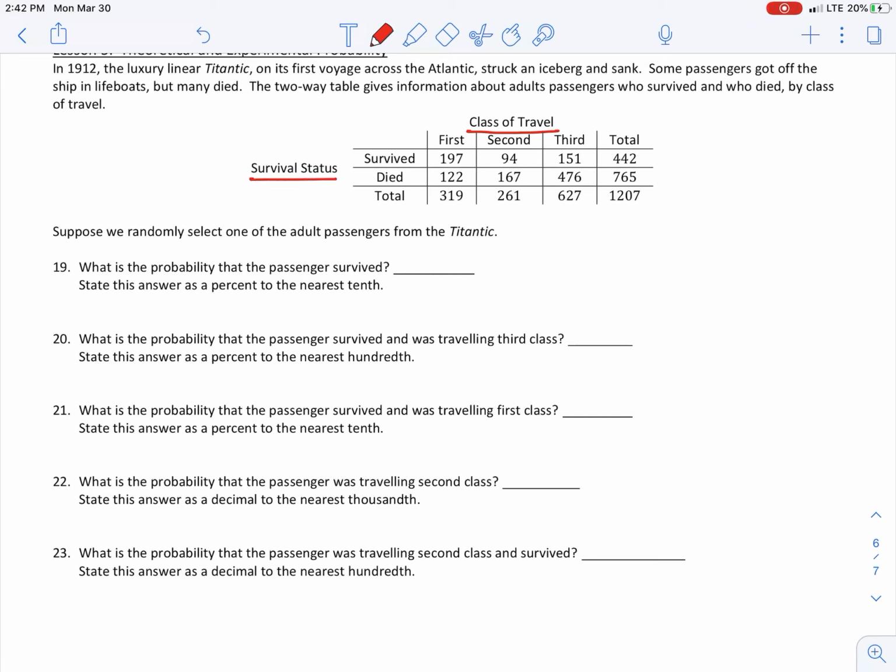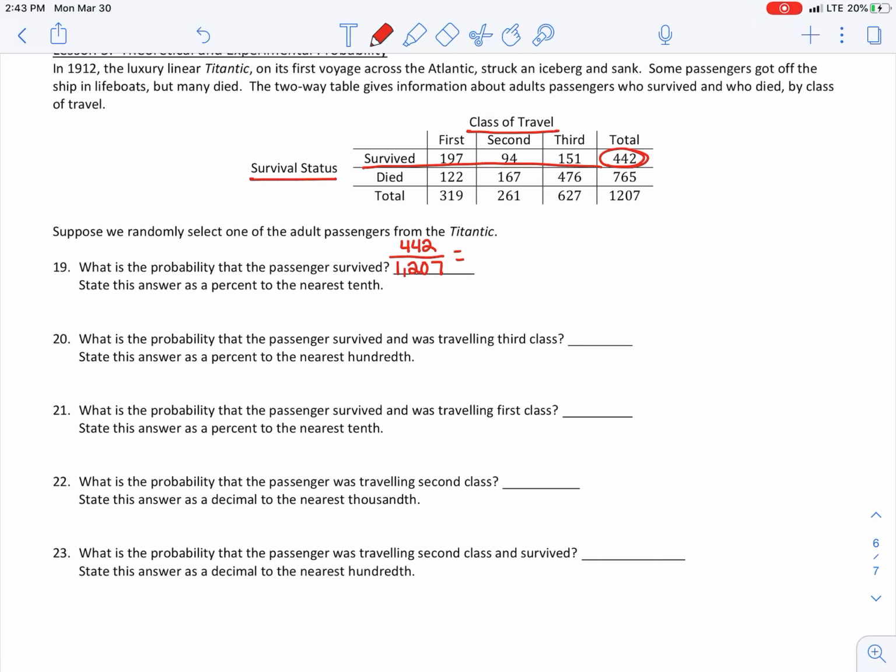Over on the left side, you have survival status. So you have your survived and died, and then you have your totals. So what is the probability that the passenger just survived? So here you're looking at all of your survival people, okay? And that gives you a total of 442 people survived on the Titanic out of the total people that were on the Titanic of 1,207 people. It says state your answer as a percent to the nearest tenth.